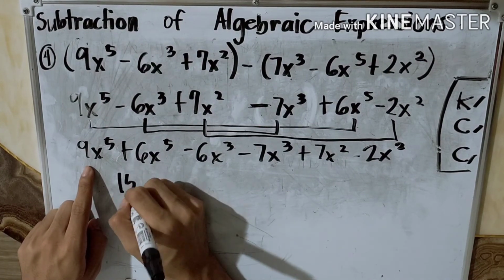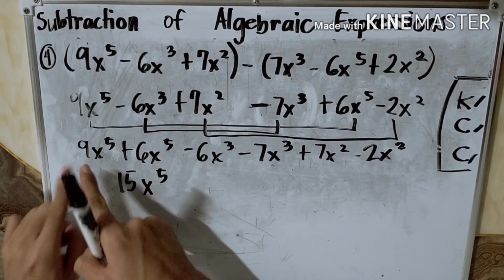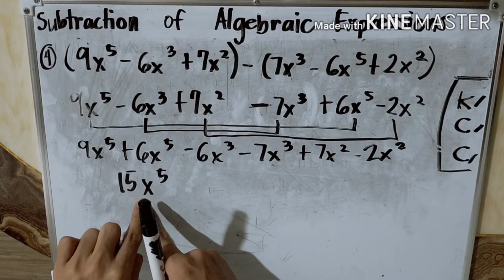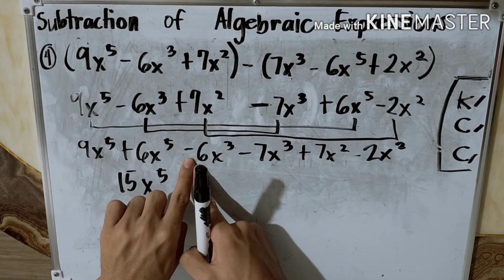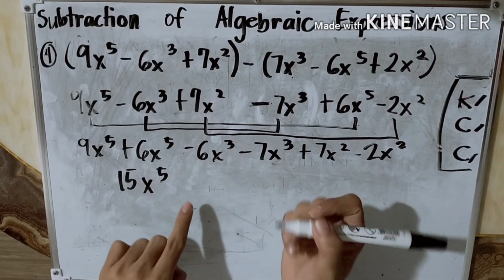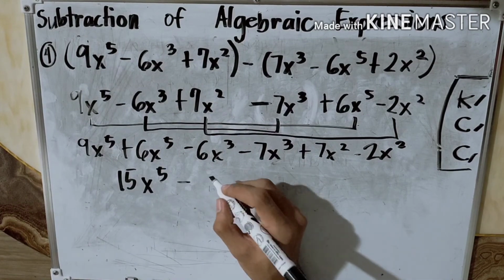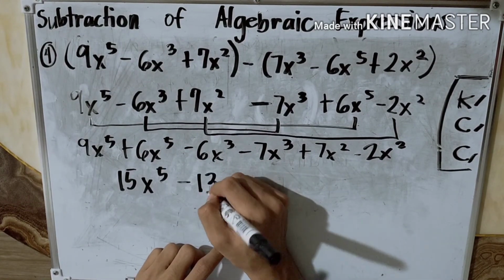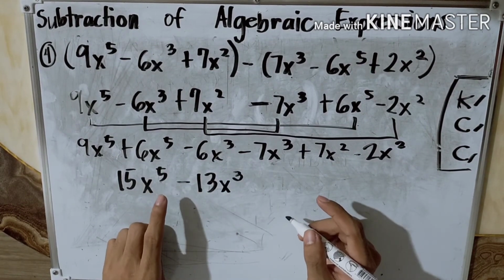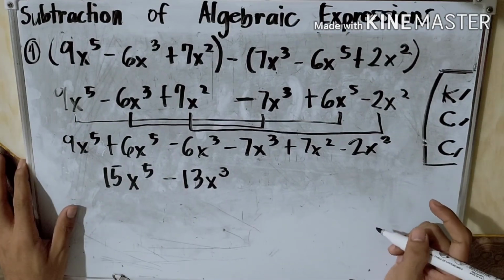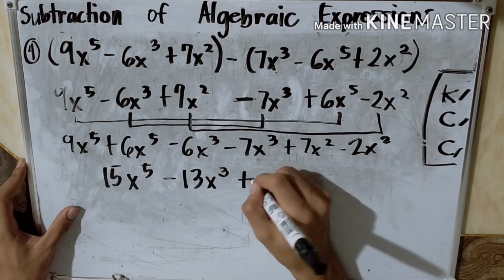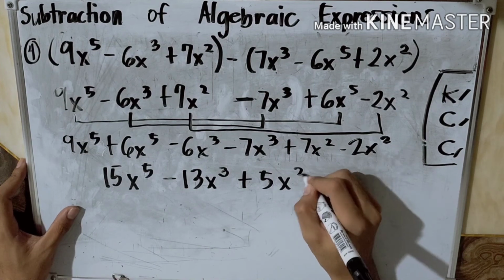9 plus 6, that is 15x to the 5th. Laging ang ina-add lang natin at sinusubtract is yung numerical coefficient. So, that is 15. Just copy the literal coefficient, which is x to the 5th. Negative 6x cubed minus 7x cubed. They are both negative. Parehas minus to. Okay, so, proceed tayo sa addition. 6 plus 7, that is 13. But the sign is negative. Copy literal coefficient. Diba nung integers? Kaya dapat alam nyo yung foundation natin in basic rules of integers. 7 minus 2, that is 5. Copy x squared. So that's it.